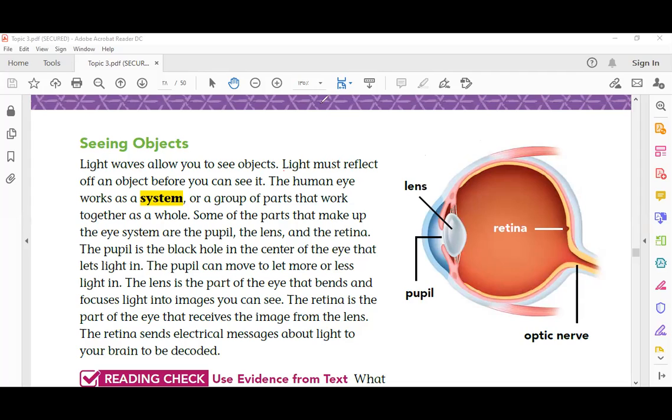Your eyes are a system. They are a system because they are made up of different parts that work together. These parts are always working together, so your eye is a system.